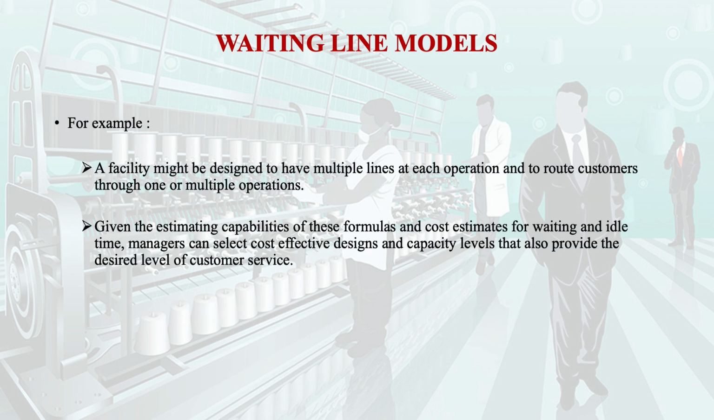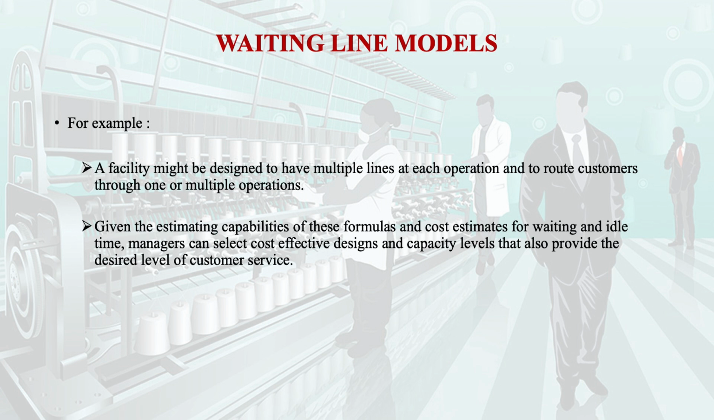As an example, a facility might be designed to have multiple lines at each operation and to route customers through one multiple operation. Given the estimating capability of these formulas and cost estimates for waiting line and idle time, the manager can select the cost-effective design and the capacity level that also provide the desired level of customer service.